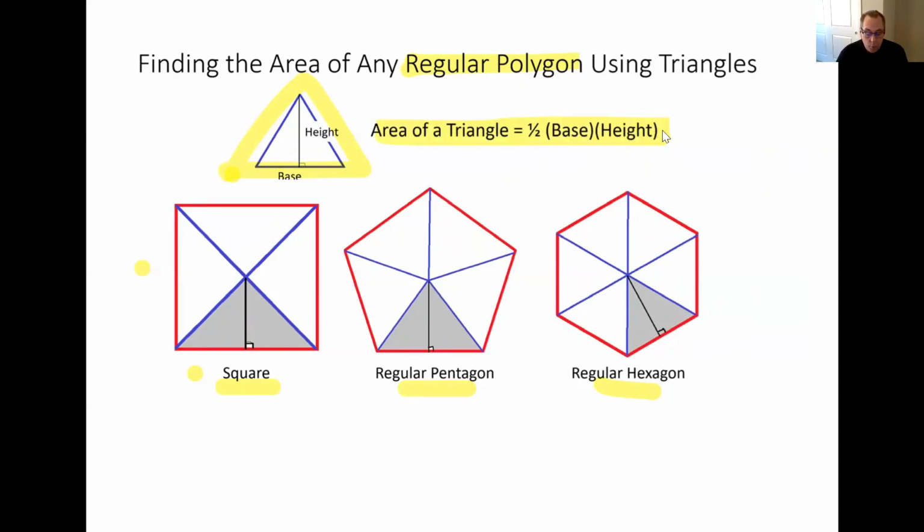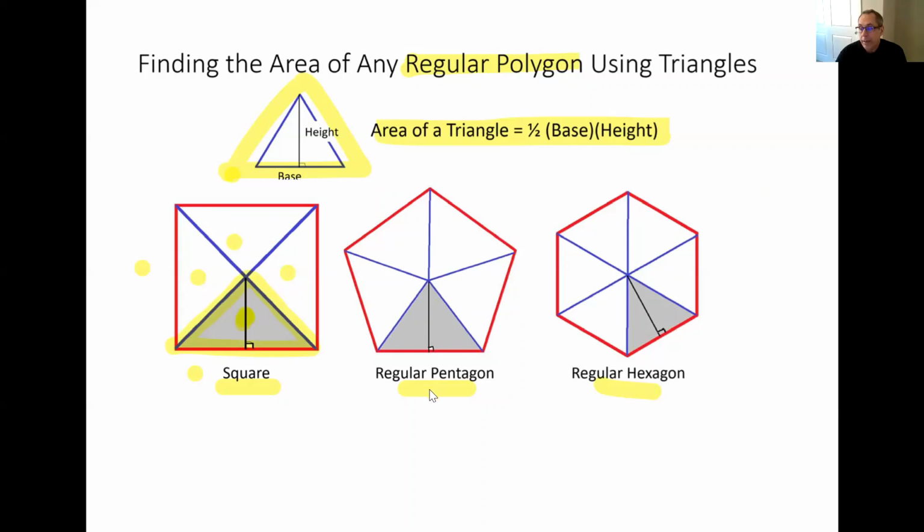So now what we're going to do is take these regular polygons. Let's start with the square, which we already know how to find the area of, length times width, and go through how this works. If we can find the area of this gray triangle right here, then we can find the area of the square by taking this one area and multiplying it by 4, because there are 4 of those triangles inside of this square.